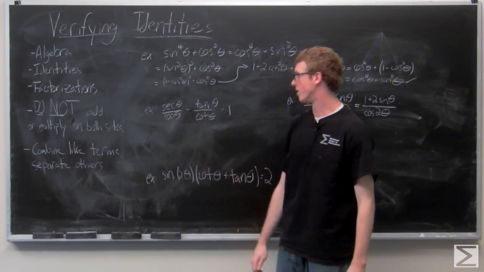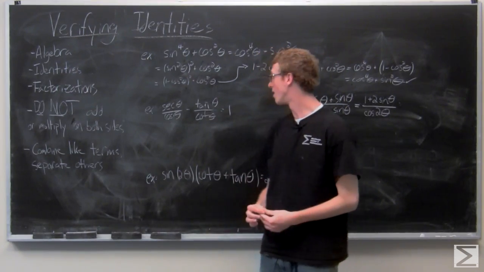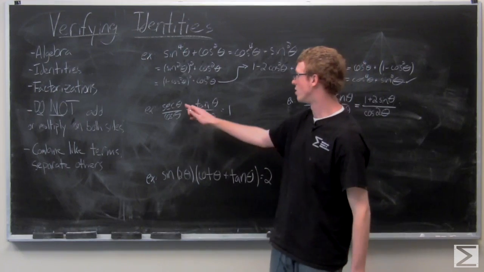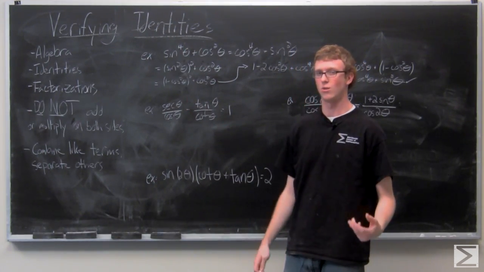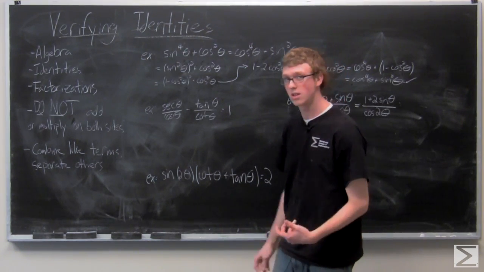So now we're going to take a look at secant of theta over cosine theta minus tan theta over cotangent of theta equals 1. Let's go ahead and change the secant into cosines and the tangent and cotangent also into sines and cosines.